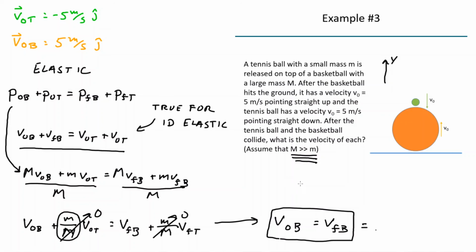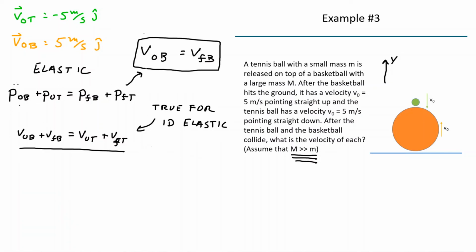V final of the basketball just equals V initial. It's 5 meters per second. So the basketball keeps going upwards at 5 meters per second. It keeps bouncing as if the tennis ball weren't even there. So now what I want to do is take this result and stick it back into this equation here in order to solve for the final velocity of the tennis ball. Oops, this should be V naught tennis ball plus V final tennis ball. Little mistake there. Okay, I'm going to clean up the screen a little bit and then we'll do that.